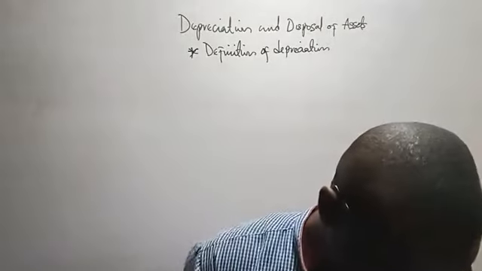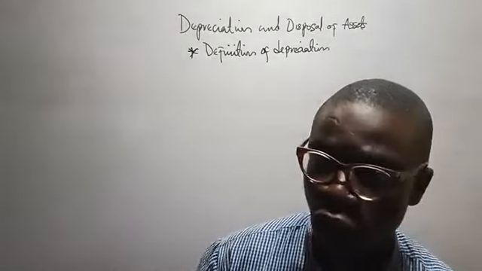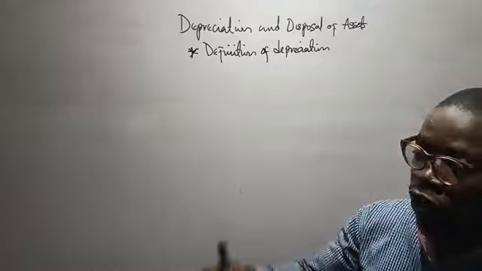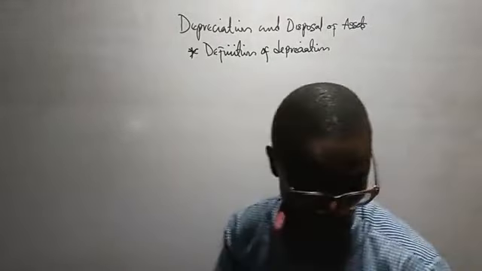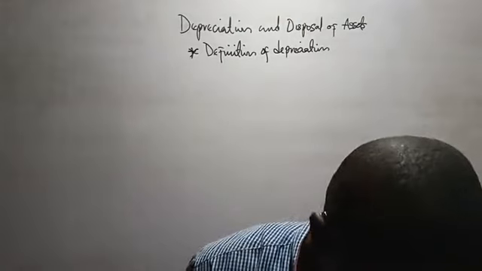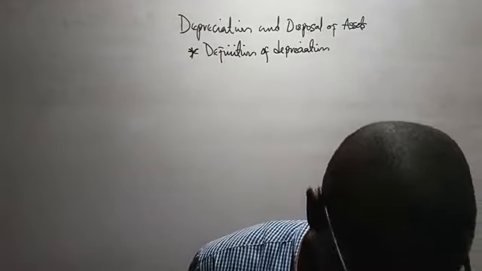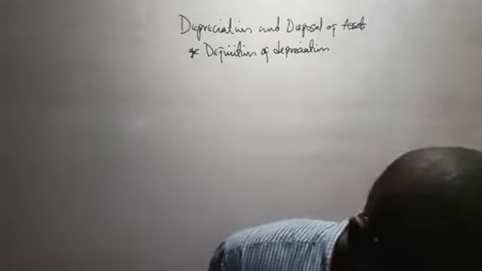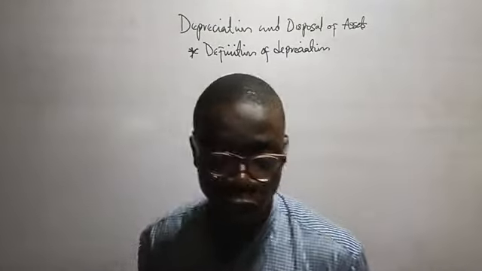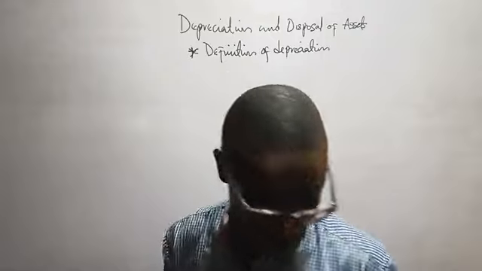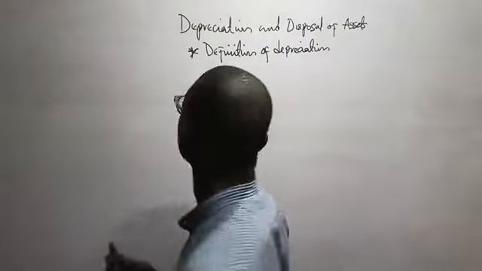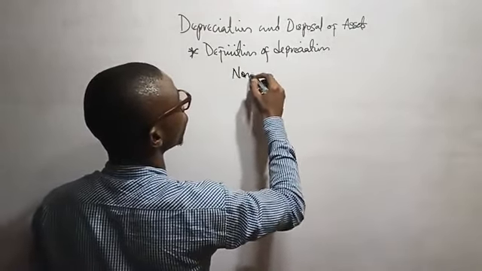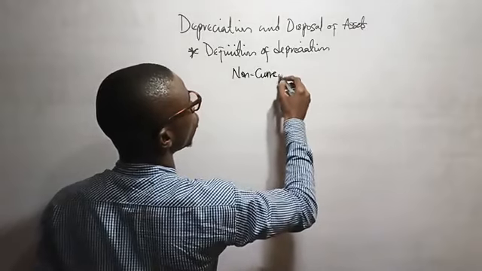That means the amount or the process in which an asset reduces in value is called depreciation. Depreciation is the decrease in the economic value of a non-current asset. So we know that we don't depreciate current assets, and I told you that we have two classifications of non-current assets.